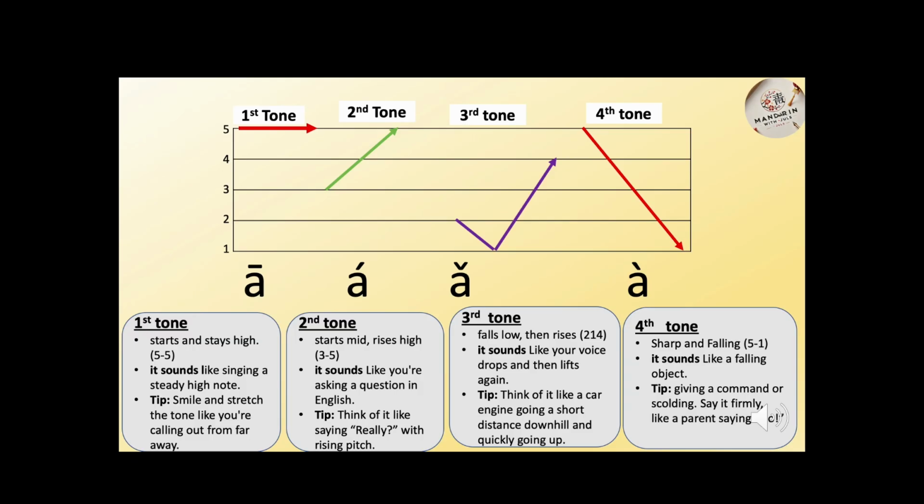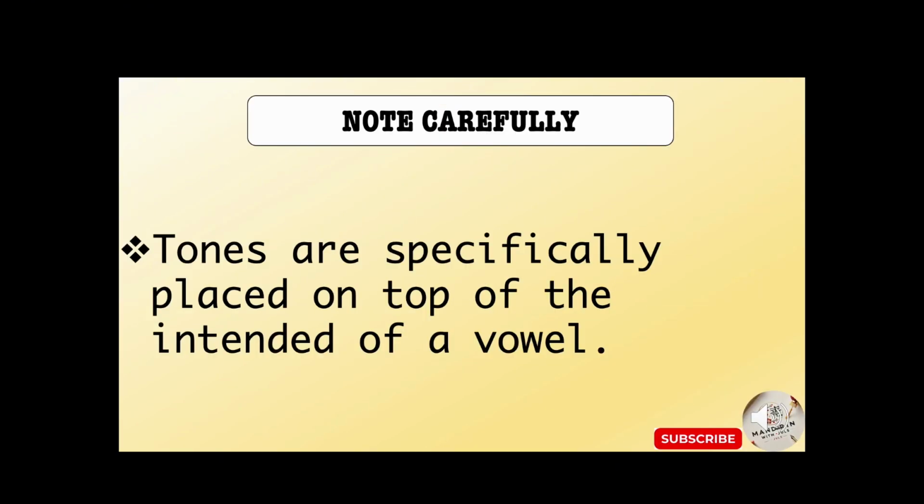And then tones. Remember, you can indicate tones on the six finals that we've learned: a, o, e, i, u, ü. The same way, and you can do a little bit of practice with that. So note that tones are specifically placed on top of the intended vowel. Don't make the mistake of placing the tone on the side, so it is not very clear where the tone should be placed. It should be specifically placed on top of the intended vowel.